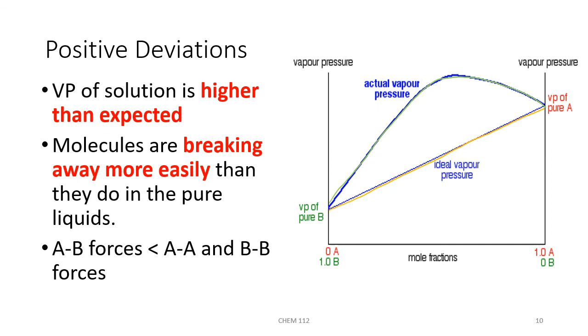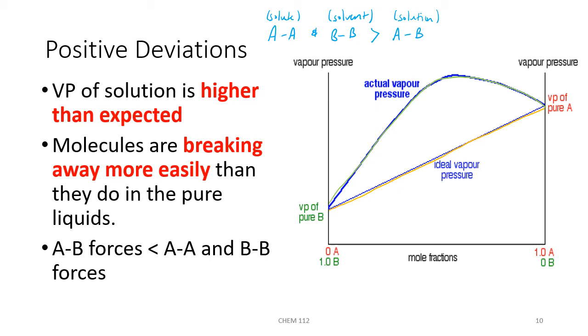This means that the molecules in the solution are breaking away more easily than they do in the pure liquids. In other words, the forces are less strong than that of the pure solute, so AA maybe is our solute-solute forces, and BB could represent our solvent-solvent interactions. Those are stronger than the new forces set up between A and B in our solution. If the new AB forces are weaker than the individual AA and BB forces, then those intermolecular forces are weaker and the particles could break away more easily than they do in the pure liquids of AA and BB.